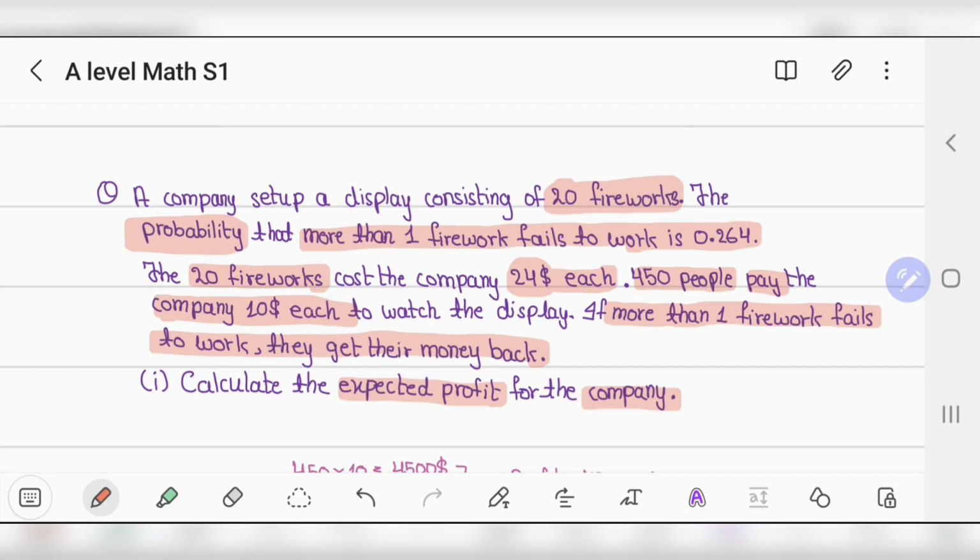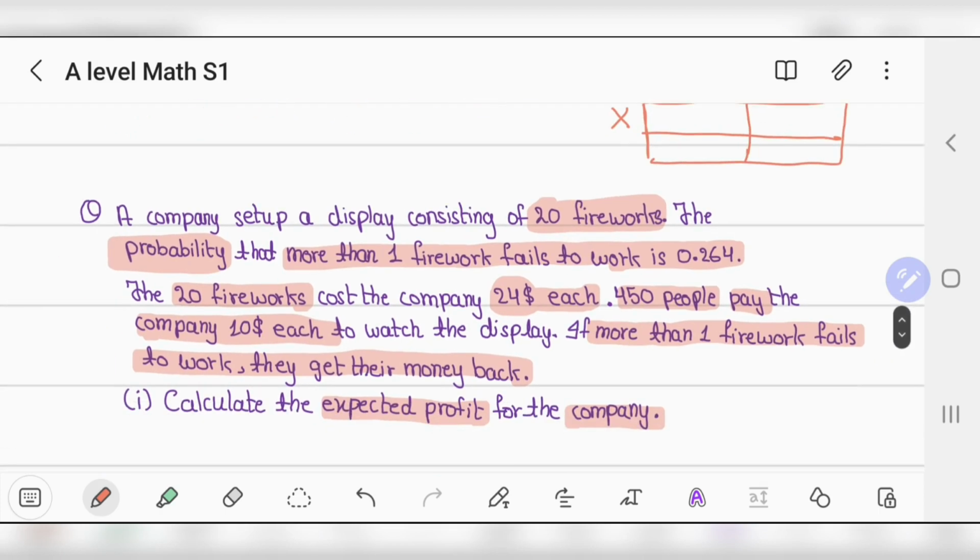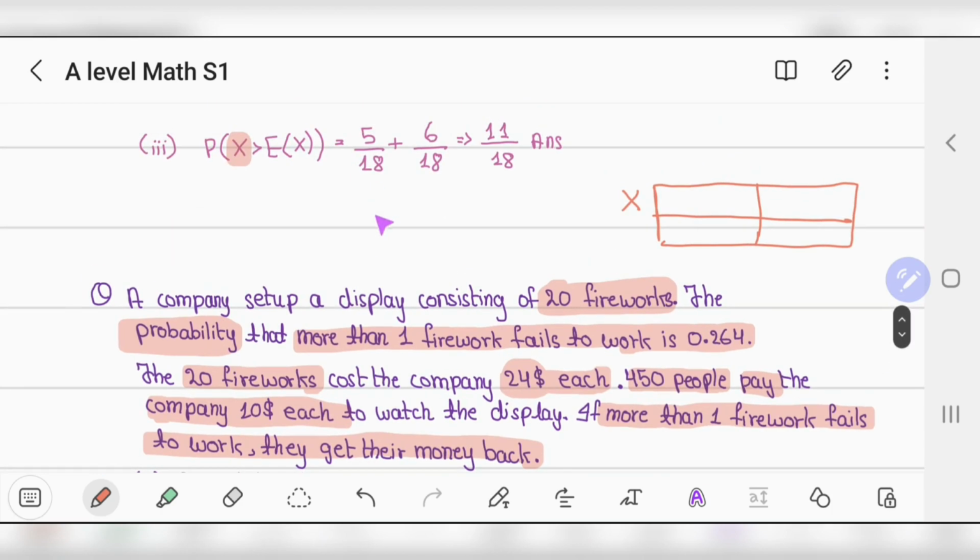Okay, so first of all, they said that the probability of having more than one firework fail is 0.264. So we can make a probability distribution for this. First of all, we need to find the cost. So 20 multiplied by 24, it's going to be 480.